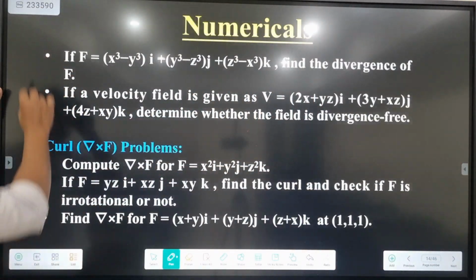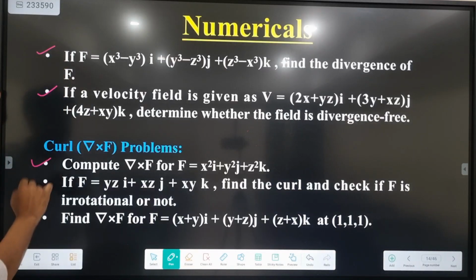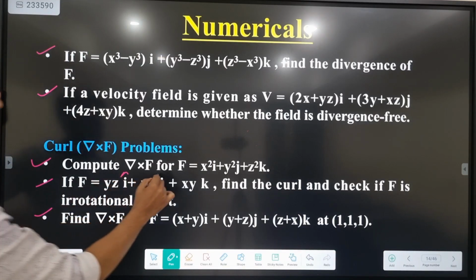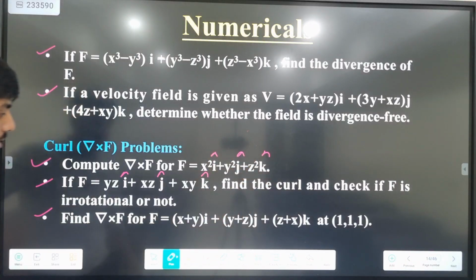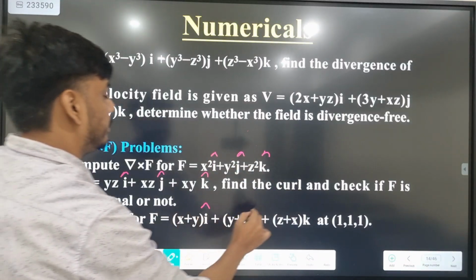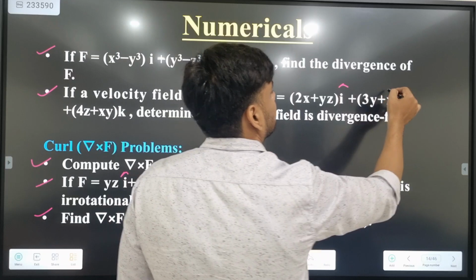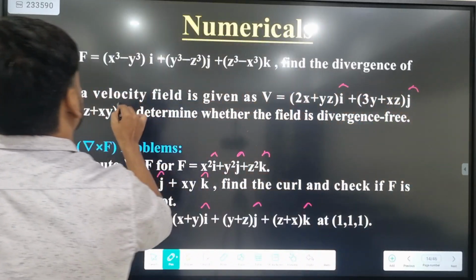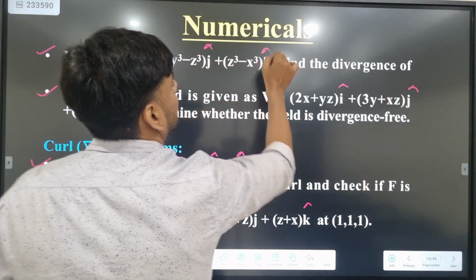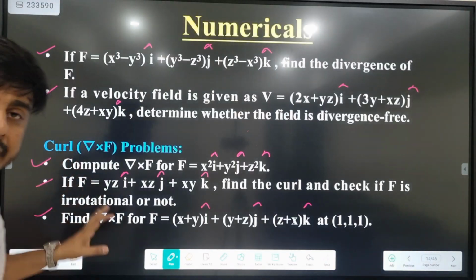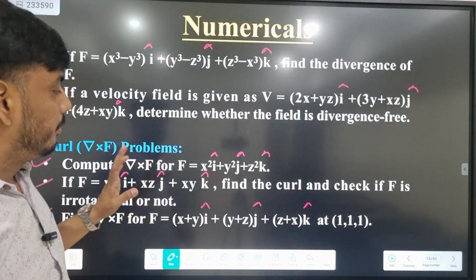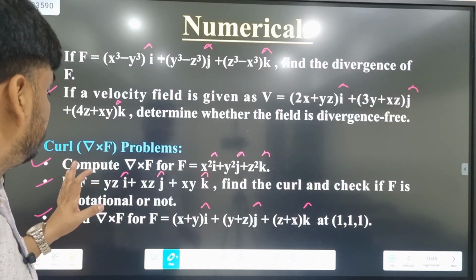Here also there are divergence questions and curl questions. All these have i cap, j cap, k cap. Everywhere where i cap, j cap are written, that is a cap. Similarly here also. Okay, do all these numericals on gradient, divergence and curl. Practice all these numericals. These are very important numericals.